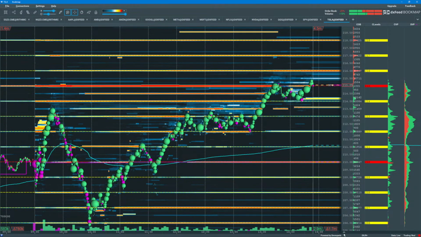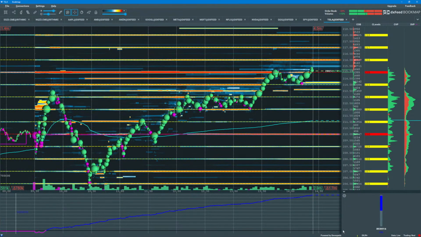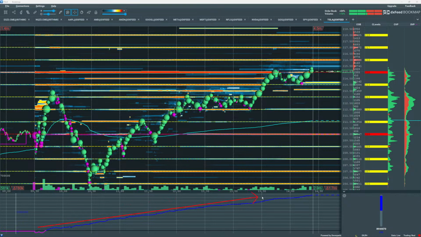We can take a look at cumulative volume delta for Tesla here. A steady uptrend of cumulative volume delta. A lot of traders buying the dip in Tesla.